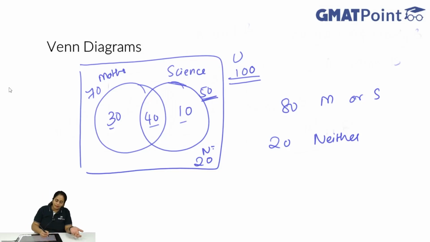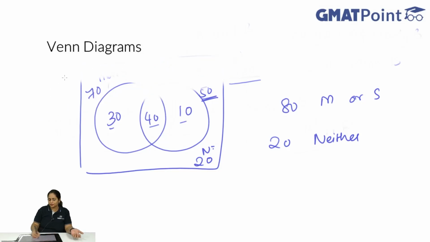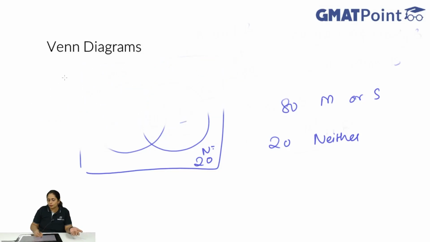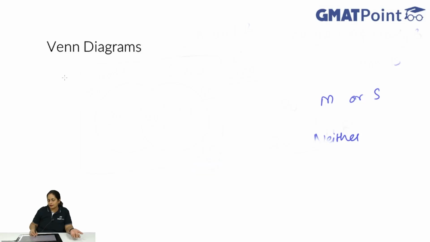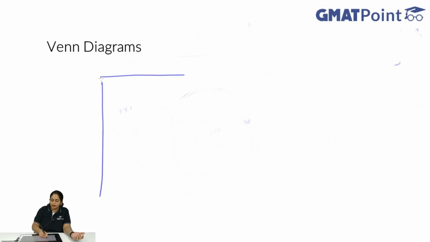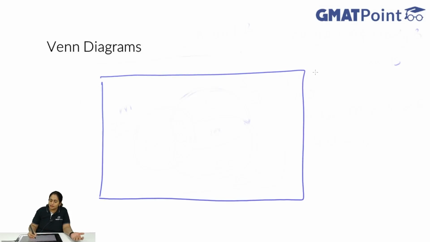You can follow the same methodology for a three set Venn diagram. So suppose instead of having two topics, I had three topics, and that was the distribution given. Now for a three set Venn diagram, you have to use the same method. So consider three subjects instead of two subjects.